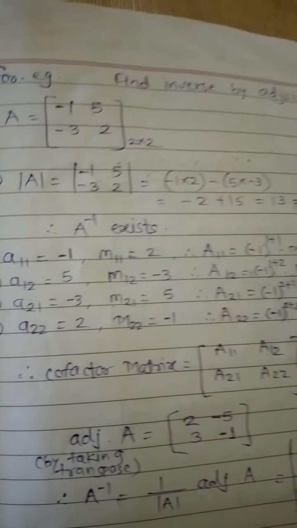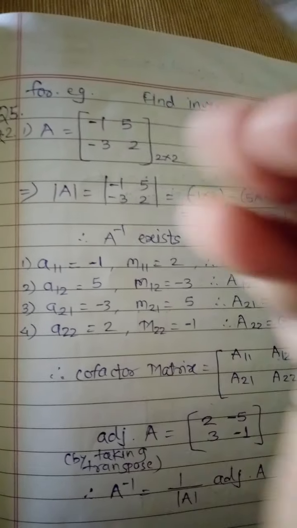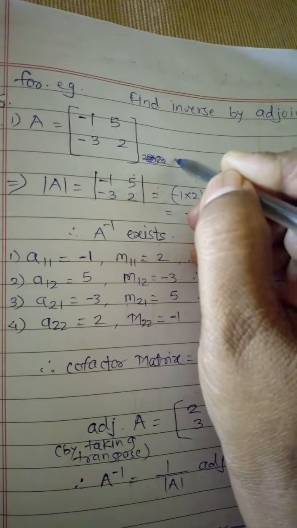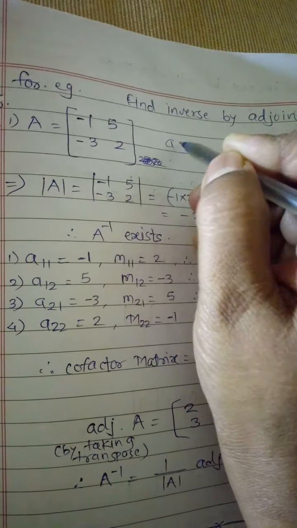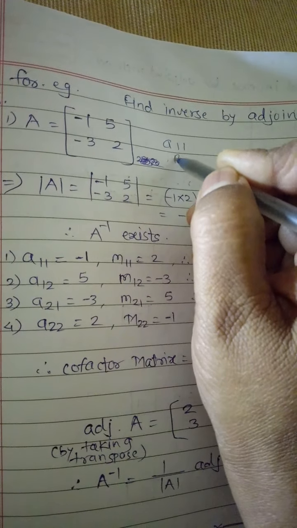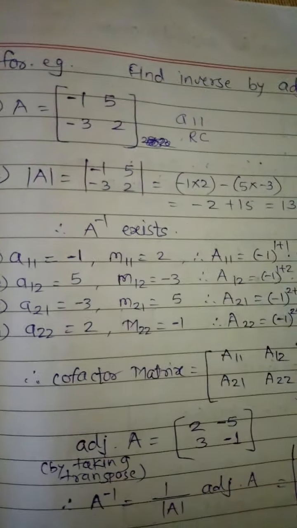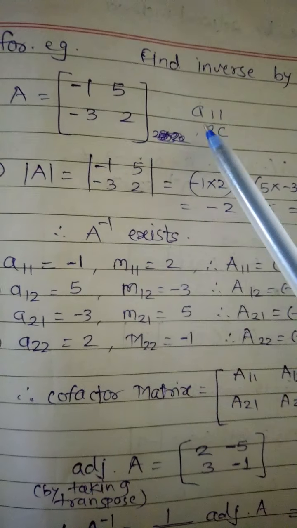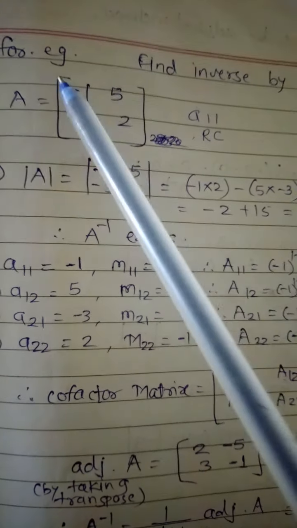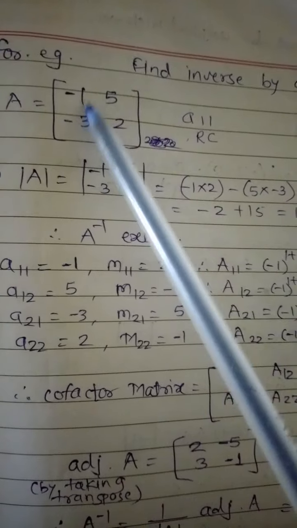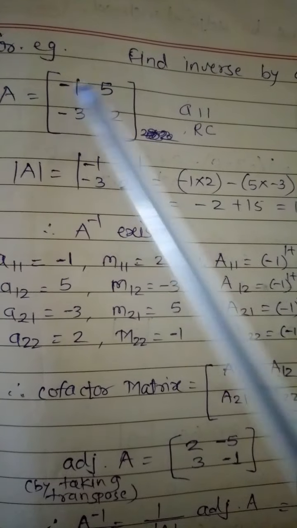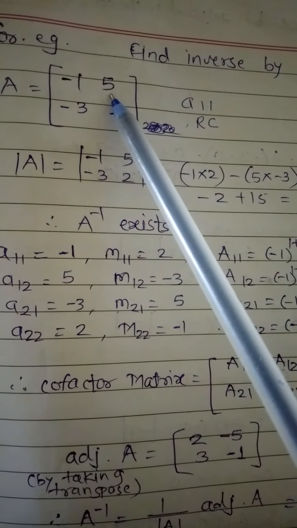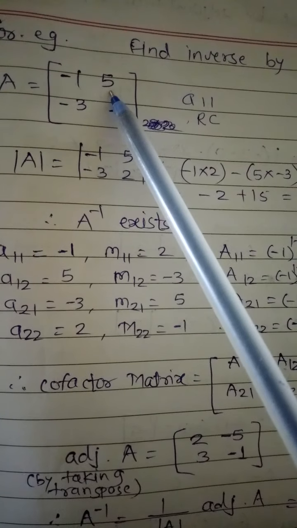Next, always remember that whenever we denote A11, the first number is always the row and the second number is always the column. So A11 means the element from the first row and first column. What is A12? A12 is the first row and second column element.